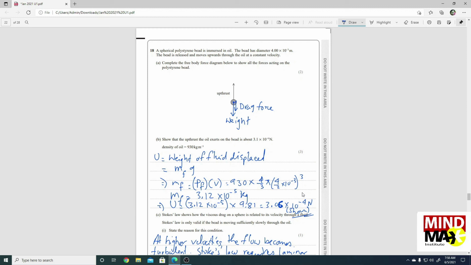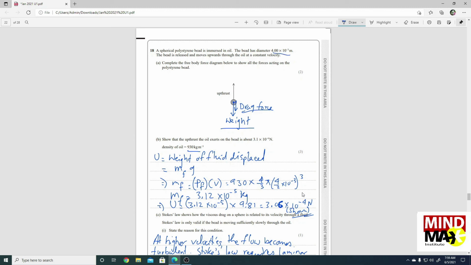So here the upthrust they have already labeled, and drag force acts downwards because the object is trying to move upwards. It's going to oppose the motion. That's why drag force is downwards, and weight is always downwards, right? Then upthrust is what? Weight of fluid displaced. So weight of fluid displaced is what? The mass of the fluid multiplied by the value of g, right? What is the mass of the fluid? It's density multiplied by volume. What is the density of the fluid? 930, given. And what's the volume of the fluid? Volume is what? This fluid, as you can see, the fluid volume which has been displaced is basically the volume of the object, right?